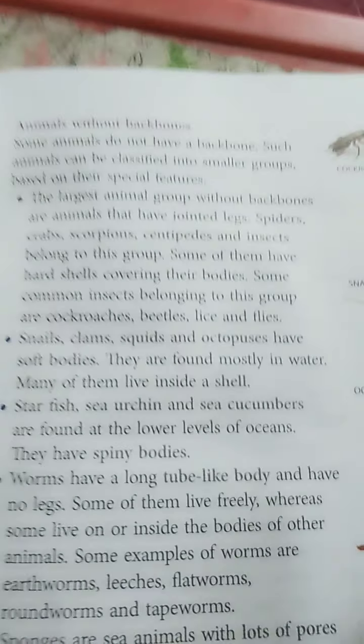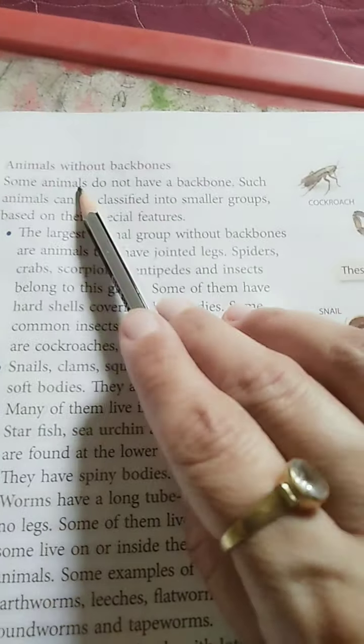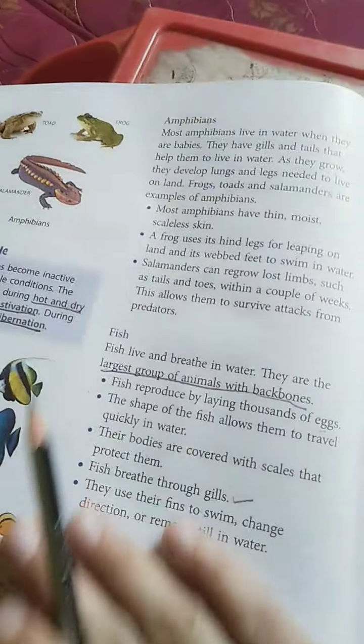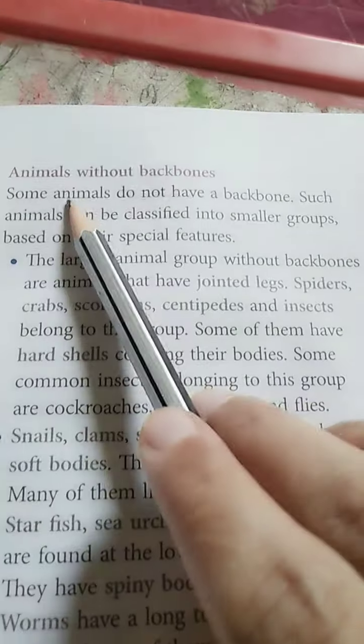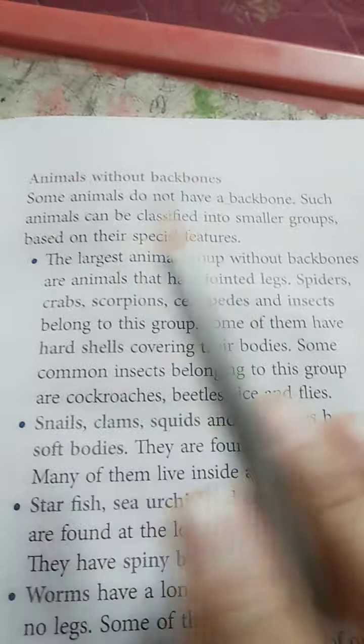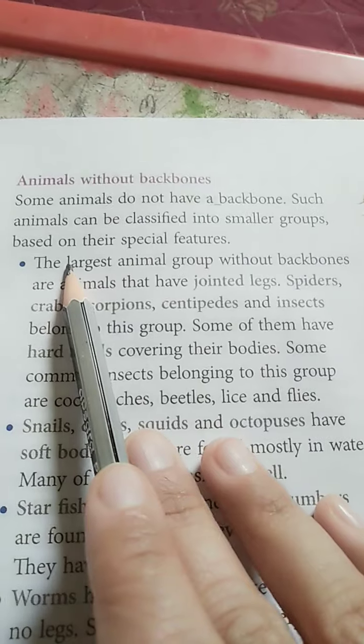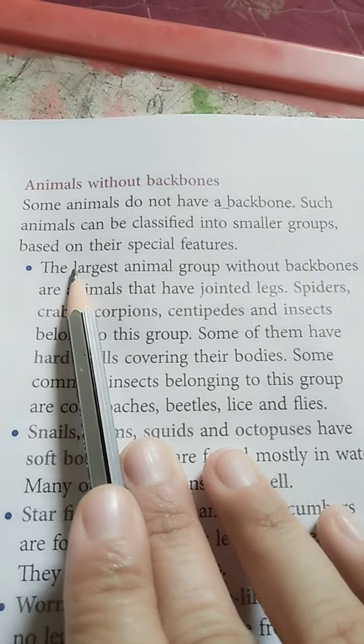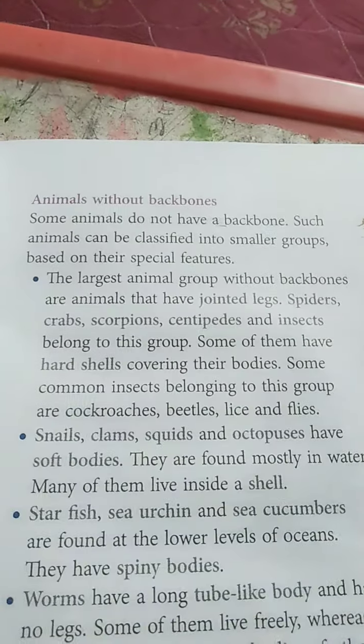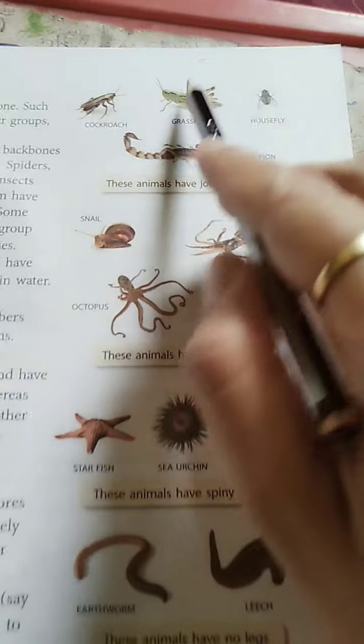Now let us go to the next group of animals, animals without backbones. Now here we have completed the animals with backbones. Now we will study about the animals without backbones. They don't have backbone, and they are classified into smaller groups based on their special features. Now here you have a nice chart. You can study through this.